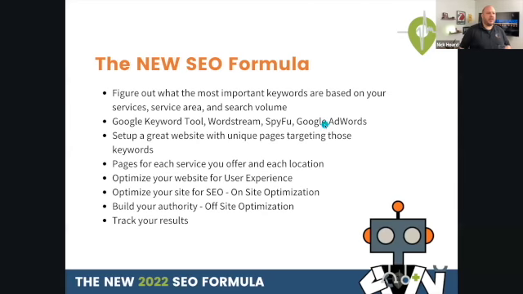All right, let's keep going. So, new SEO formula continued. We want to figure out what the most important keywords are based on your services, service area, and the search volume. There are a lot of tools. You can go into Google's keyword finder. For those of you who are using Google Ads, you can log into your Google Ads account, go under the wrench setting, which looks like a little wrench, click on it, and there's a keyword finder. That is a great free tool that you can use to look for the most relevant keywords.